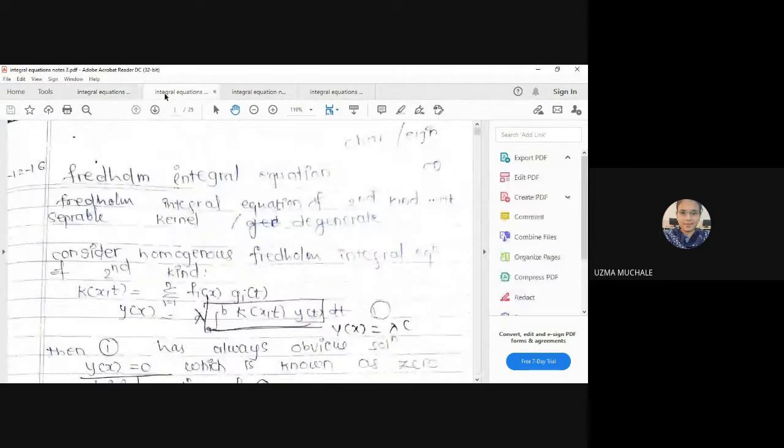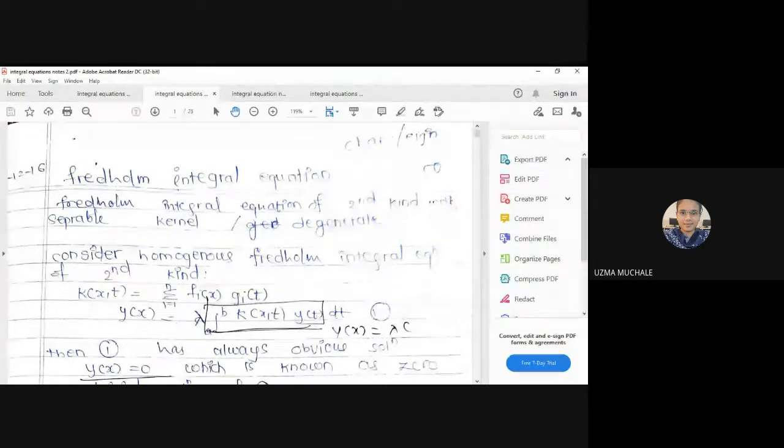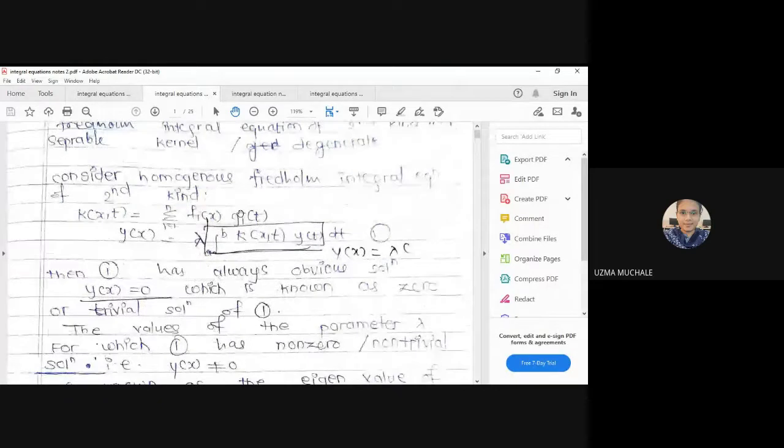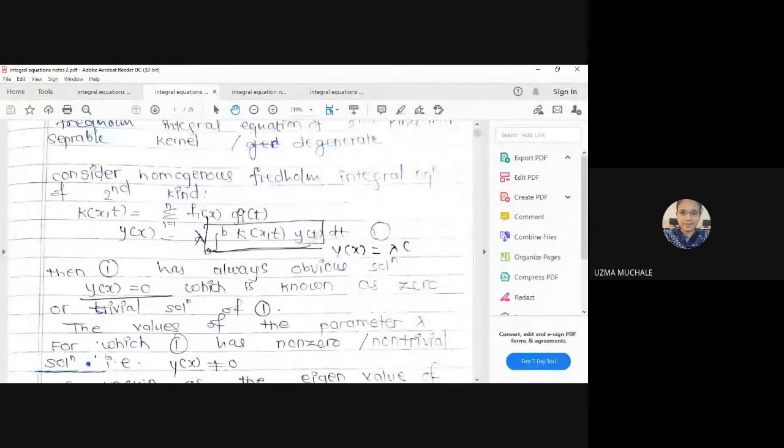The next topic we have to see is the Fredholm integral equation. So here we have seen only two methods. In the last one also we have seen only three methods: verify the solution, IVP and BVP.